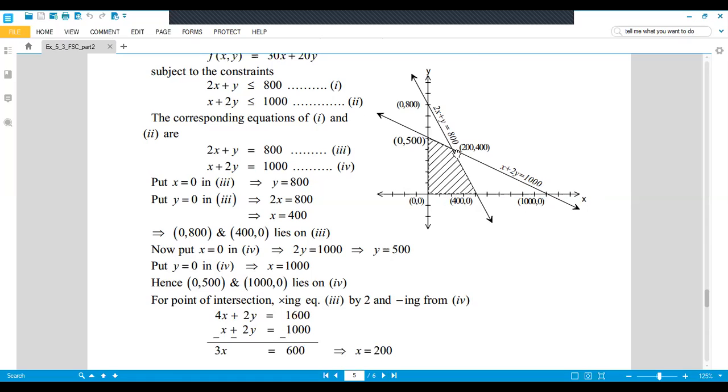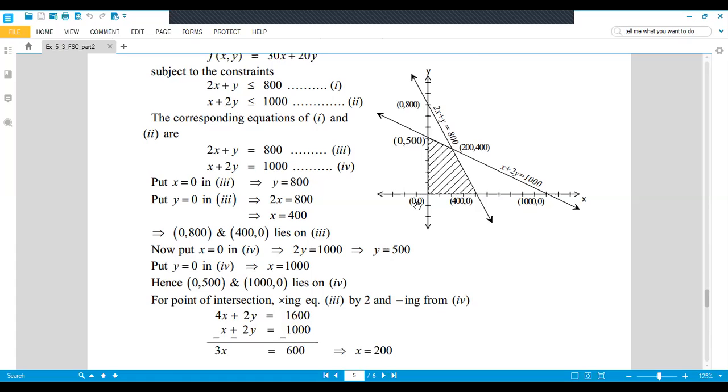Both intersect at one point. We give it some name, A, B, C, D, any name. For the shaded region, test point (0, 0): 0 plus 0, 0 is less than or equal to 800, satisfied. So the first line contains the origin. For the second line, again test point (0, 0): 0 is less than or equal to 1000, so it is satisfied and contains the origin. So the shaded area is where both lines contain the origin, so this area.